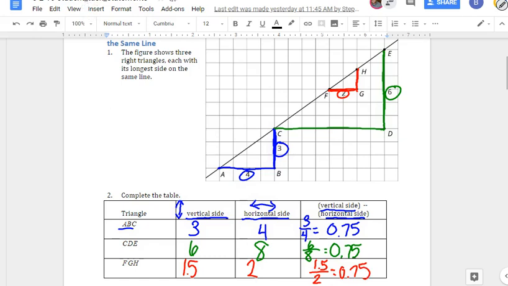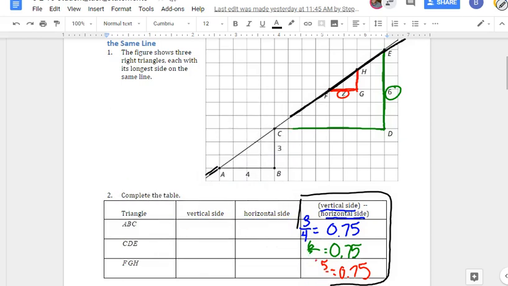So as you notice, all of the vertical side divided by the horizontal side, they all simplify to the same amount, 0.75. So these are all going to be equal. All of these triangles are going to be equal. And the reason why they are equal is because they all sit on this same line together. Hopefully you guys can see that all of them are connected by that same line. So we're going to start calling those triangles slope. They are all connected and they sit on the same line because they have the same slope for that particular line.